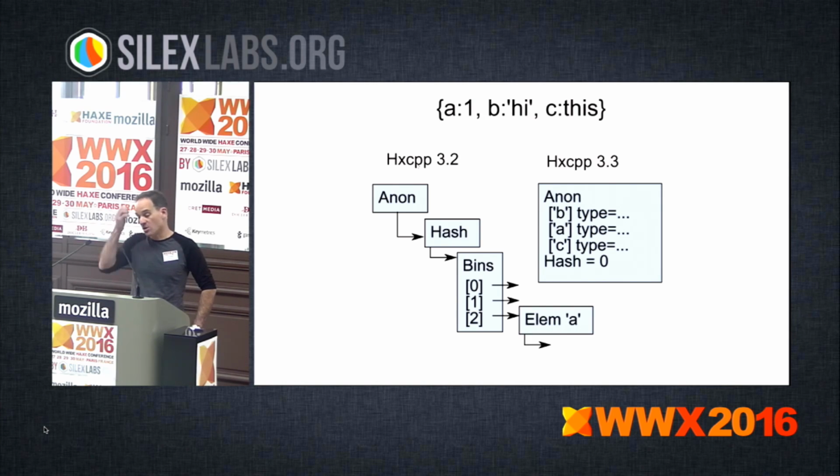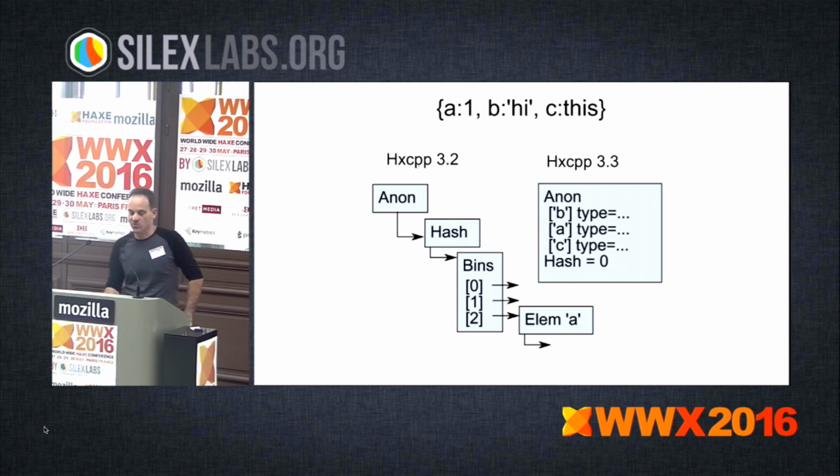Similarly for an anonymous structure, here you declare an anonymous structure with 3 fields. A is an int, B is a string, C is some kind of object. In 3.2, this would be represented by the anon class, which has a hash object, so the hash itself becomes an allocation. It has an array, which is a bunch of bins, so that's an allocation. Each one of those bins points to a linked list of elements, each of which is an allocation. And they themselves may require boxing if the array is not homogeneous, as it isn't in this case.